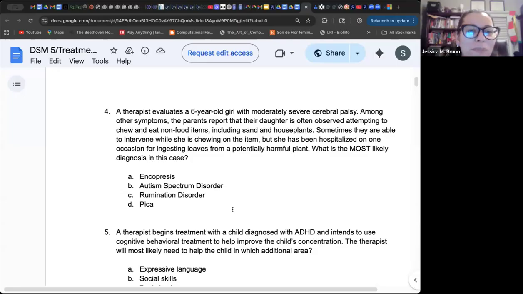Okay. A therapist evaluates a 6-year-old girl with moderately severe cerebral palsy. Among other symptoms, the parents report that their daughter is often observed attempting to chew and eat non-food items, including stands, household plants. Sometimes they are able to intervene while she is chewing on the item, but she has been hospitalized on one or more occasions for ingesting leaves from a potentially harmful plant. What is the most likely diagnosis in this case?